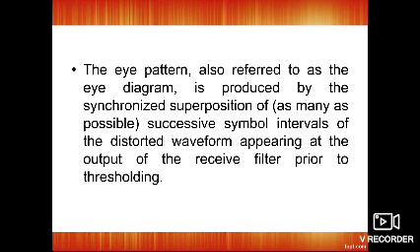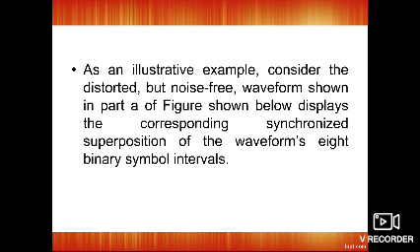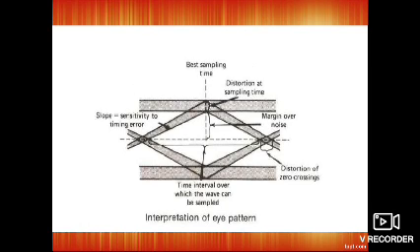Here, the signal input is x of t and the output is y of t. Let us consider an example of a distorted but noise-free waveform shown in the figure. This is the sampled eye pattern diagram. This figure is the same as the shape of the human eye. That is why it is named the eye pattern.